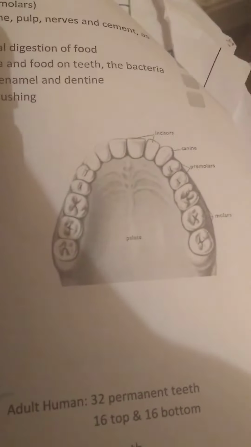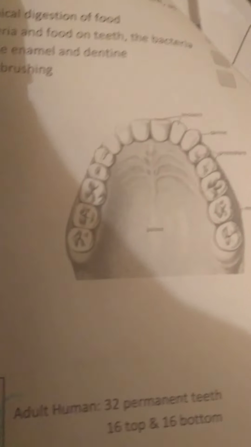So a half set, or 8 teeth, is 2 incisors, 1 canine, 2 premolars and 3 molars. And it goes from molars to incisors in that list. An adult human has 32 permanent teeth, 16 top, 16 bottom. So that's molars, premolars, canine, incisors, and palate. That's it.